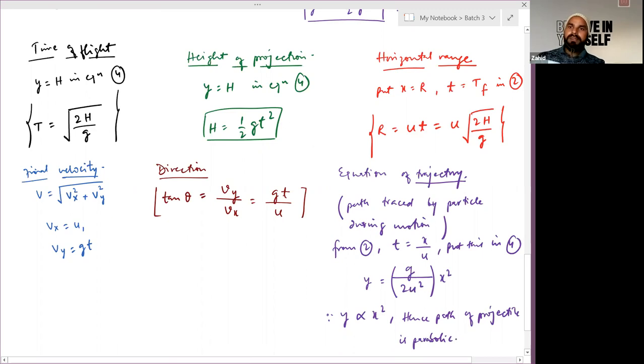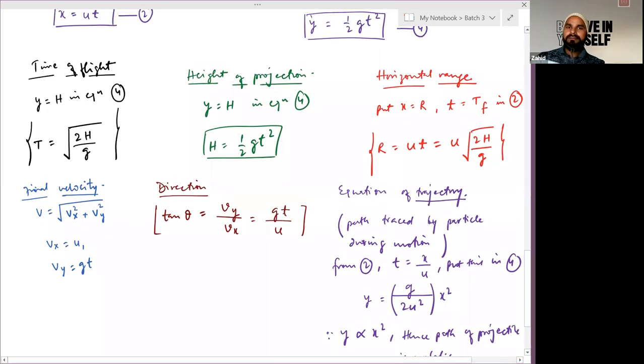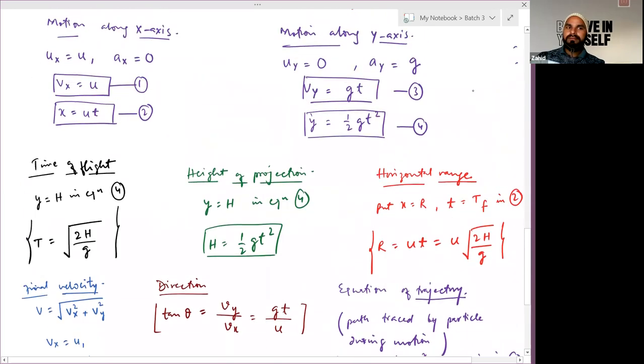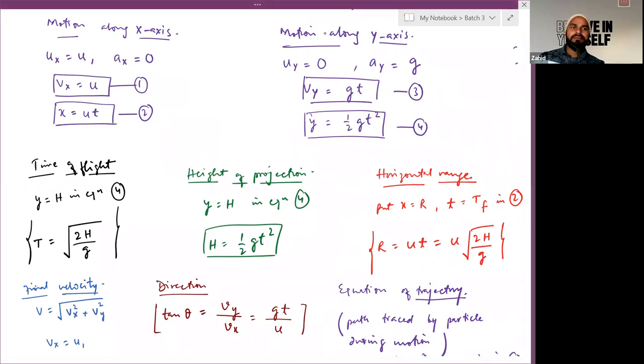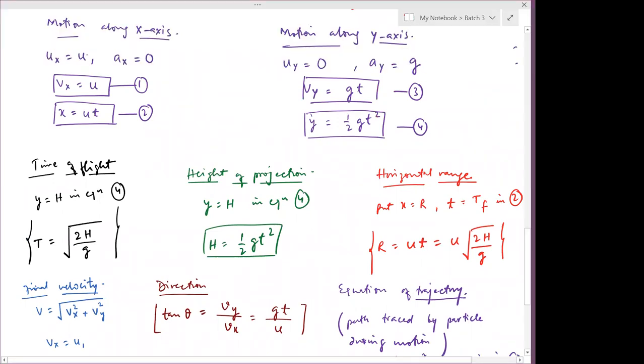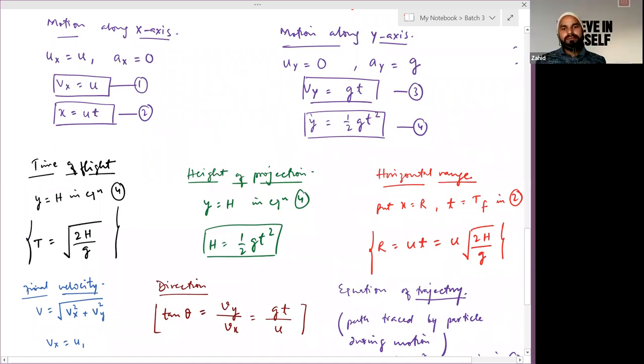Is it clear till this part? Abhinav? Yes, sir. Okay, just write it down.